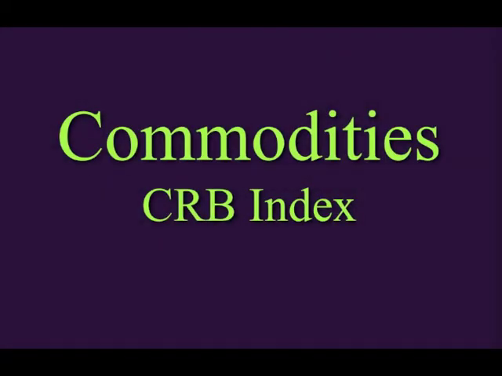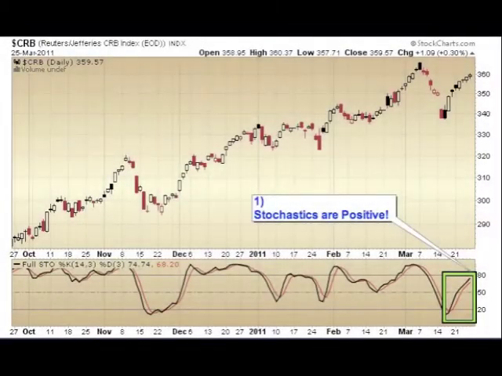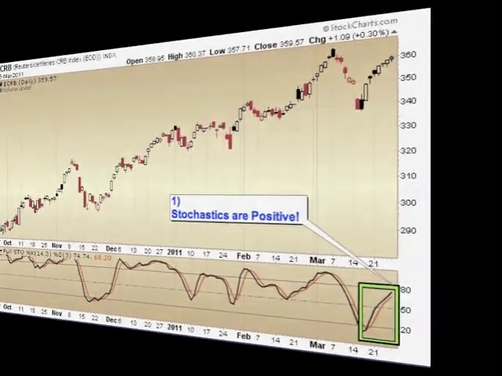And we'll take a look now at the commodities represented by the CRB Index. And a look at the daily chart of the CRB Index shows 0.1. The stochastics are positive. They may be losing a little bit of steam here, but they are climbing toward the 80 line. Still looks good here, so we gave it a green mark.